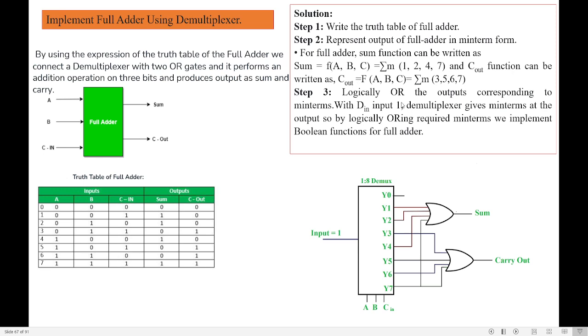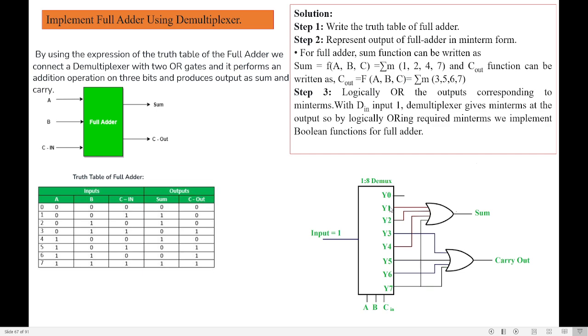Now what is it that we are going to do? We are going to use a demultiplexer. What type of demultiplexer do I need to use? Do I need to use 1 by 4 or 1 by 8 or 1 by 16? Depends on the inputs. Since we have 3 inputs, can you see full adder has 3 inputs? We know that 3 means 8 combinations. So it is 1 by 8 demultiplexer.